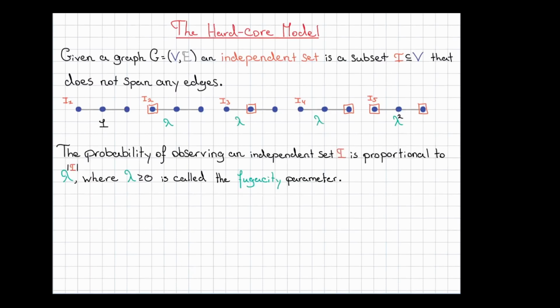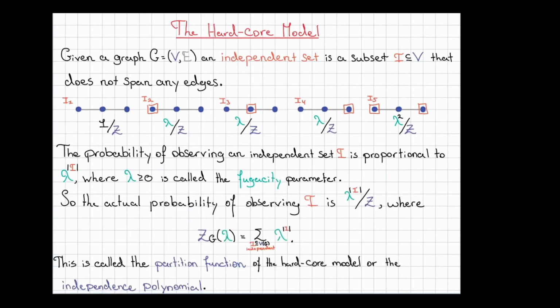And the probability of observing an independent set is proportional to lambda to the power of the size of the independent set, where this lambda is called the fugacity parameter. It's related to the temperature in physics. So if the fugacity is very low, the empty independent set will have a very high probability of appearing, and if the fugacity is very high, maximum independent sets will have a very high probability of appearing.